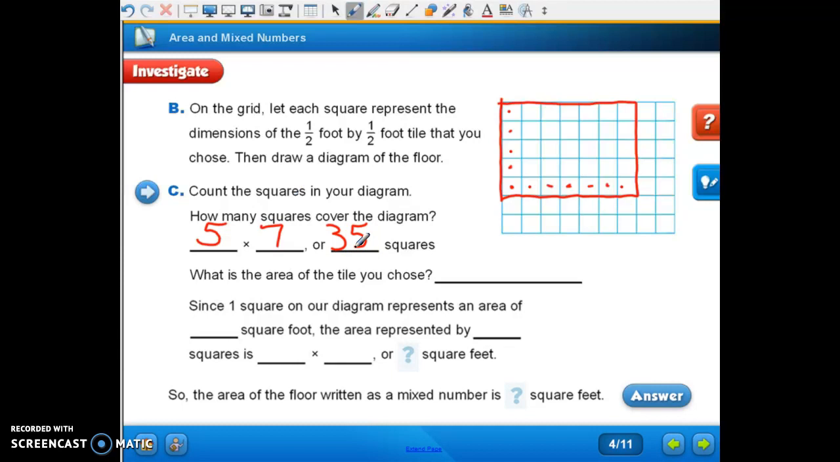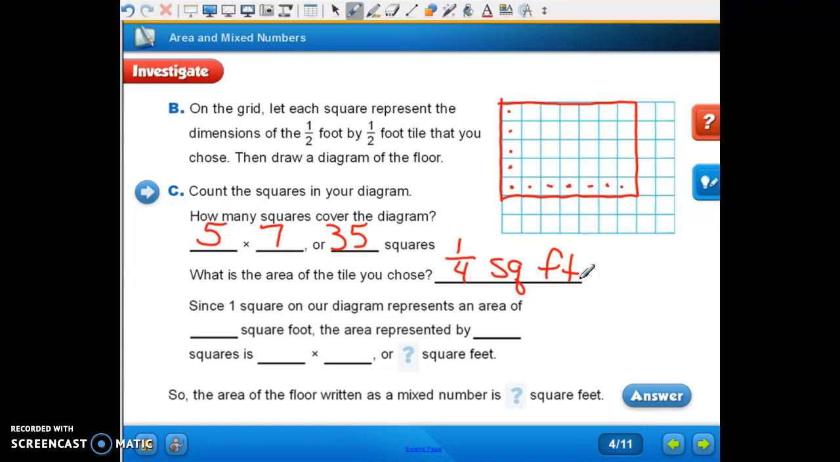What is the area of the tile you chose? Okay, it says what is the area of the tile you chose? Well, to find the area of something, we multiply its sides, right? So 1/2 times 1/2 is 1/4 of a square foot.